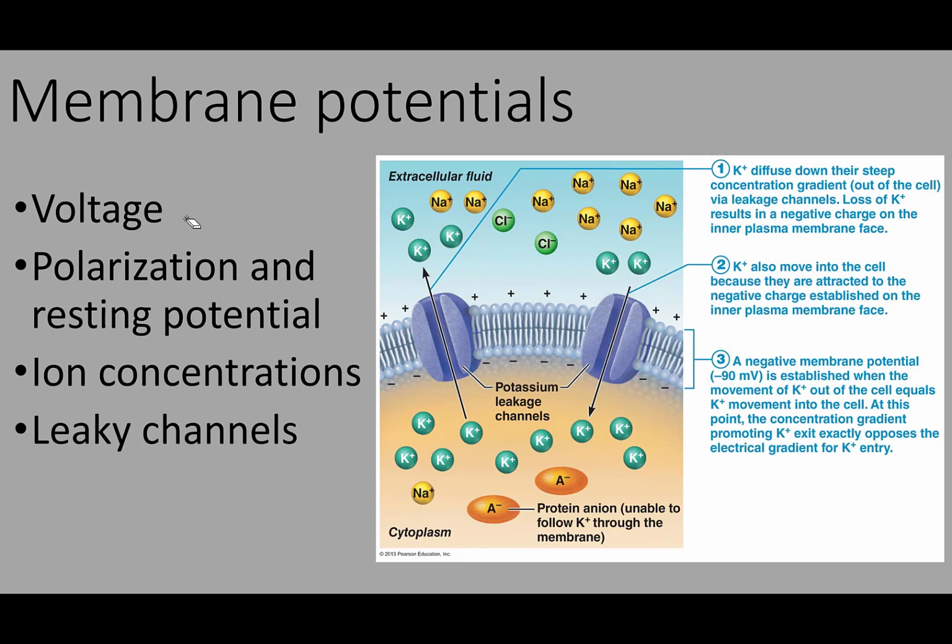We said there is a high concentration of sodium outside the cell and a low concentration of sodium inside the cell. We said there is a high concentration of potassium inside the cell and a low concentration of potassium outside the cell. Chloride has a negative charge. There's a high concentration of chloride outside the cell and a low concentration of chloride inside the cell. High chloride outside, low chloride inside.